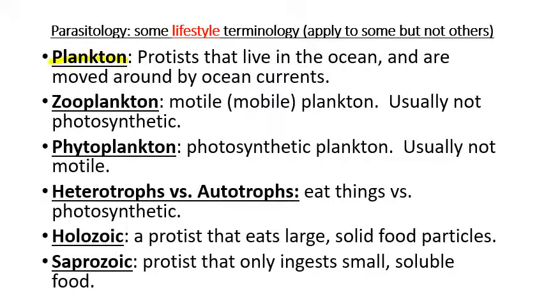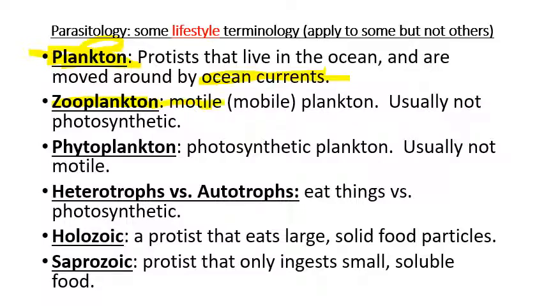All right, so the term plankton, which you've probably heard at some point. Plankton are protists that live in the ocean and are moved around by ocean currents, but they do not have the ability to swim. And if they do have the ability to swim, they don't have the ability to swim very far, maybe a centimeter or so at the most, a millimeter or two. So that is called plankton. And then planktonic movement is defined as things being moved around by ocean currents, not moving around on their own power. So microscopic organisms being moved around by ocean currents is called planktonic movement, and plankton are protists that are moved around this way.